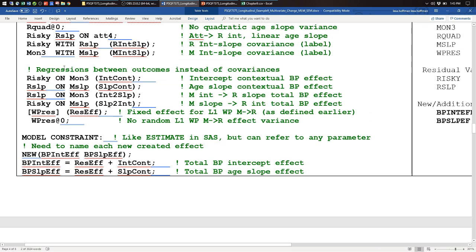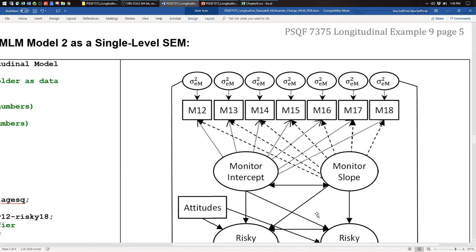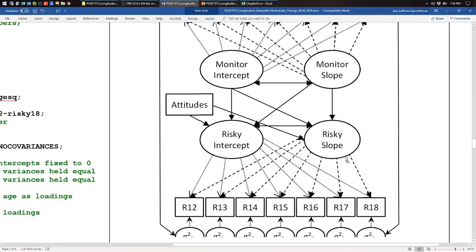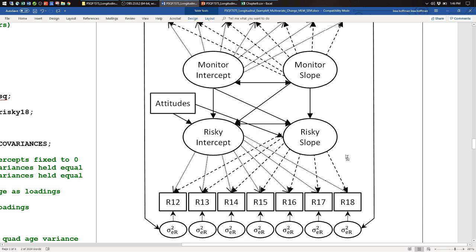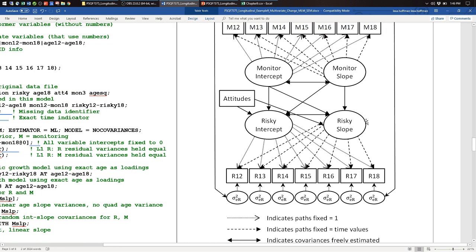Did I blow your minds? Oh, and by the way, how many of you have taken SEM, structural equation modeling? Most of you? What we just did is this. There's a picture. Same thing. Code looks very different, but this is a single level structural equation model that does the exact same thing that we just did.